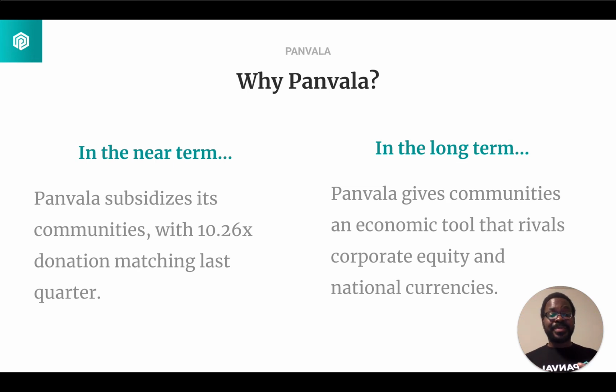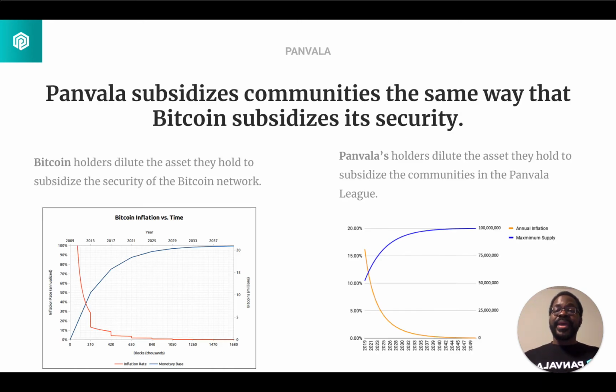With Panvala, we believe we can build an endowment that does give us something that has that same sort of power. And if that succeeds, then instead of having the winner-take-all politics or quarterly earnings reports be the center of our society, I think our communities, the people we choose to work with, could be the center of our society instead. So the way that we do it is by taking a lesson from Bitcoin.